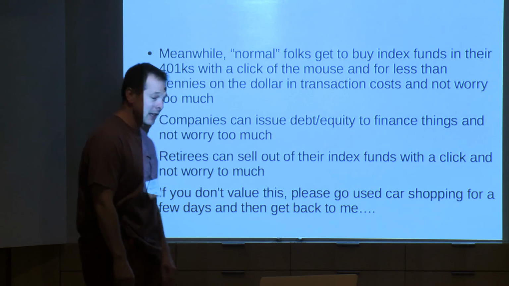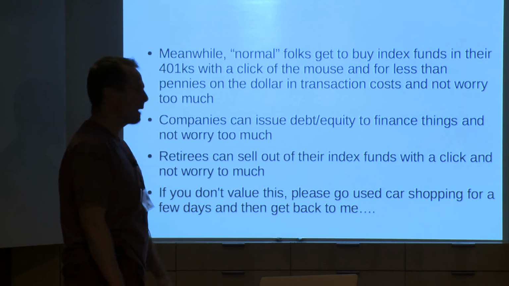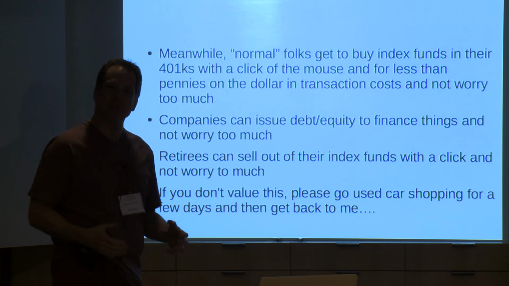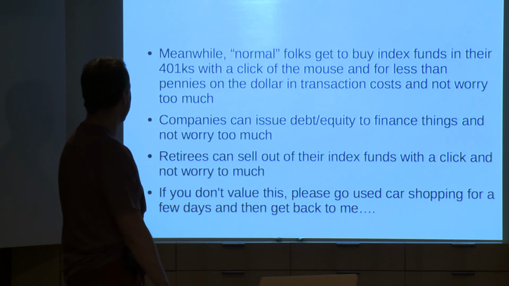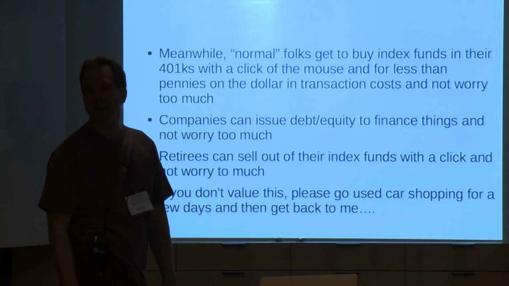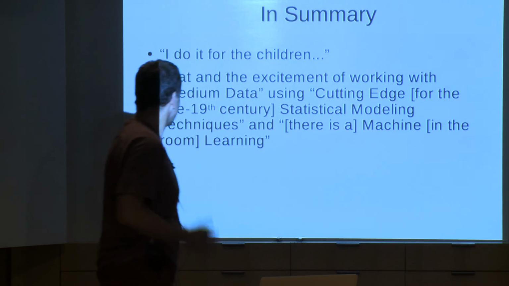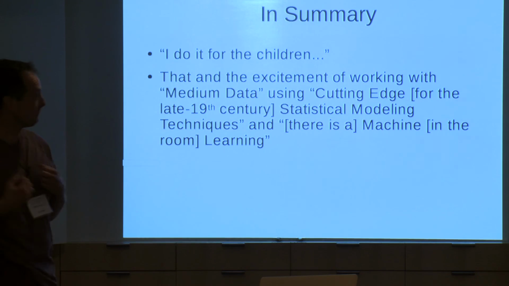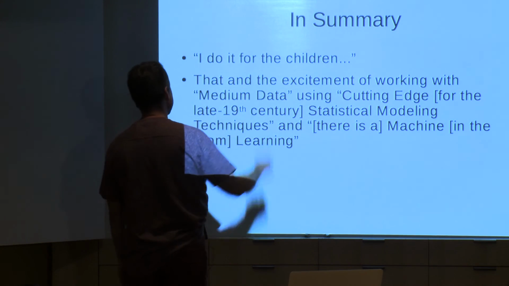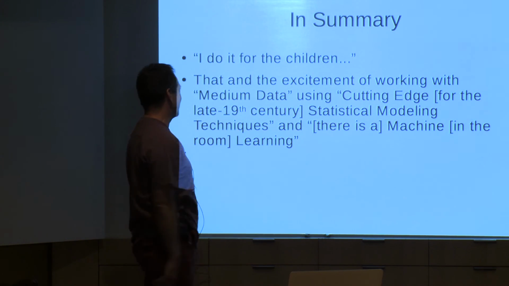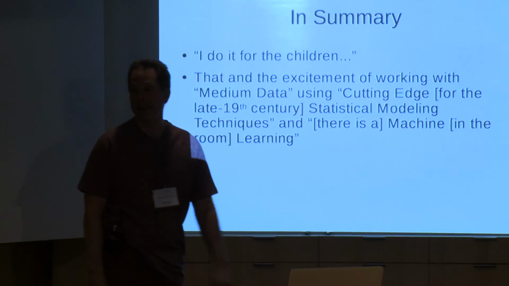And if you don't think that this is something that's very valuable, spend a couple days shopping for used cars and then come back to me and tell me how being able to do a $500,000 transaction with one click and expect that you got ripped off less than 1% isn't a very valuable thing to have available to you. So in summary, I do this for the children. That, and for the excitement of working with medium data using cutting edge, for the late 19th century, statistical techniques, and there is a machine in the room when I'm learning.